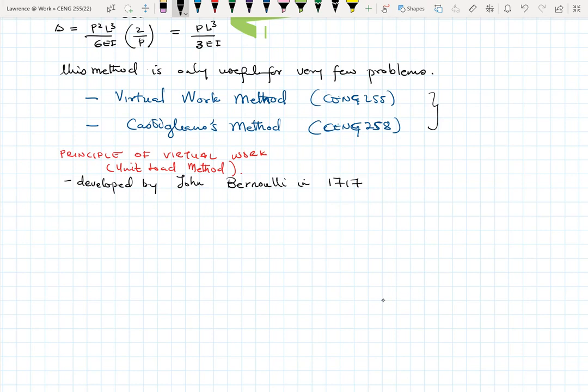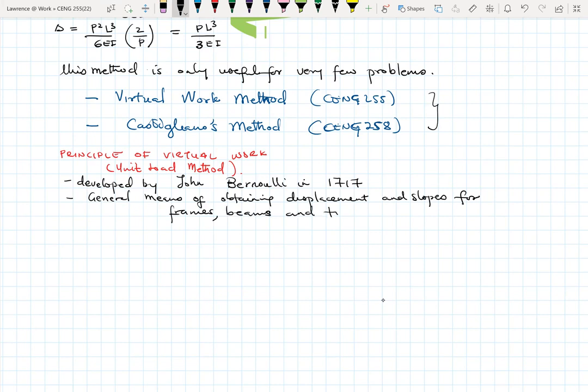So this again is referred to as the unit load method. And this provides a general means of trying to obtain deflections, displacements, and slopes at any specific points on a structure. So it provides a general means of obtaining displacements and slopes for frames, beams, and trusses.